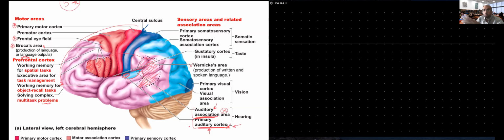As there is no main idea that you are able to understand from what I'm saying. This is if Wernicke's area is affected.